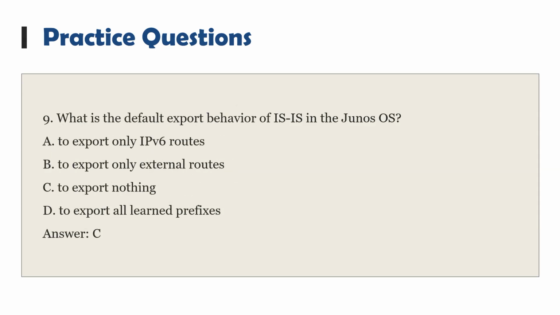9. What is the default export behavior of IS-IS in the Junos OS? A. To export only IPv6 routes. B. To export only external routes. C. To export nothing. D. To export all learned prefixes. Answer: C.